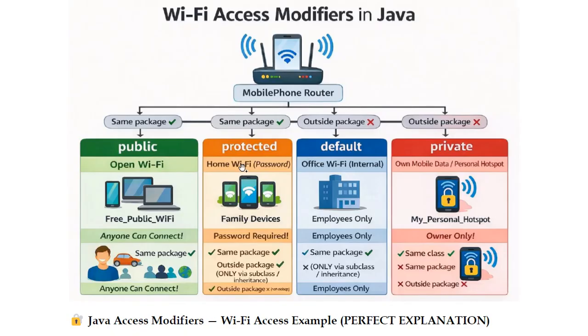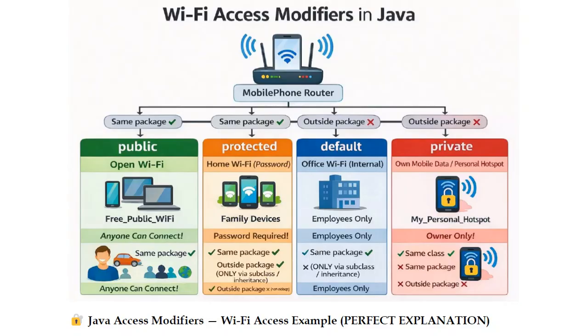Protected is like a home Wi-Fi password. As a user or admin you can access it, and you can also share it with your neighborhood or family friends. You are accessing it, and also giving access rights to your friends. Family devices can access the home Wi-Fi; that is within the package. And you are also sharing it with your neighborhood; that is outside the package, only via subclass.